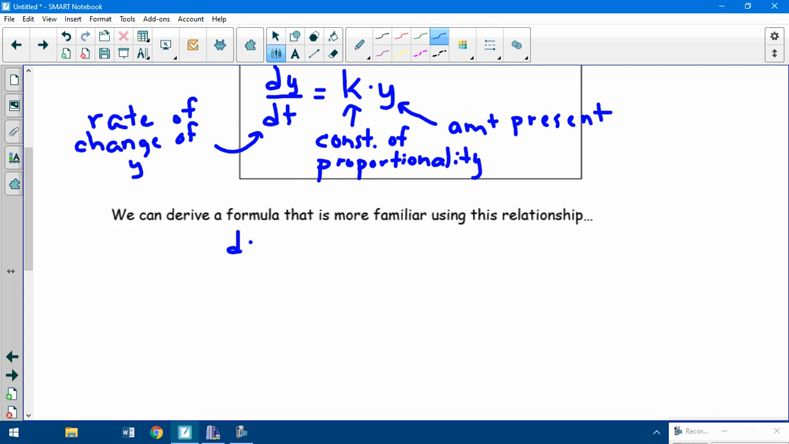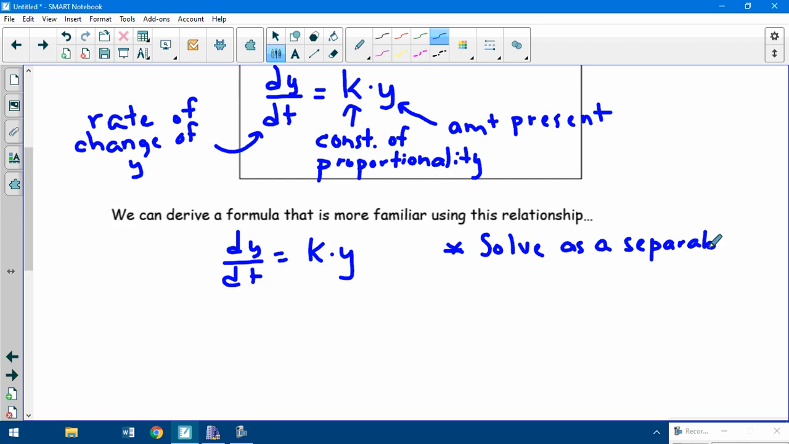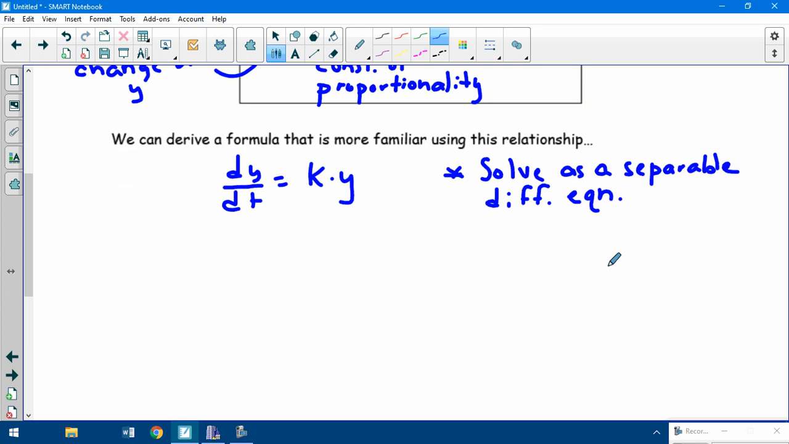So if I start with dy over dt equals ky, what I have right here is a differential equation. So here's good practice. We're going to solve it as a separable differential equation. Okay, so it's been a while since we've done that, but what's a separable differential equation? What's our first step? Remember, the first step is to separate. So I want my y's with my dy. I'm going to keep k with dt just because dt needs some friend. We could put k with the y too.